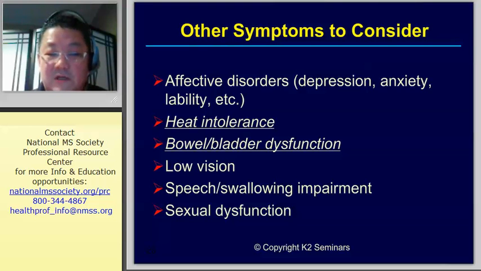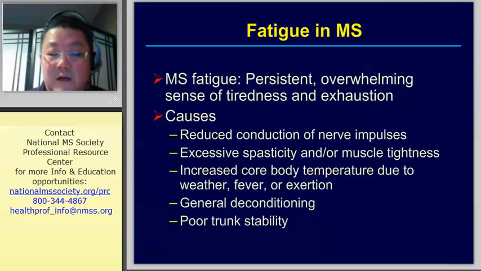The affective disorders, again, symptoms to consider, the anxiety and depression, we talked about that. Heat intolerance, it's huge. So how do we deal with that whole process? Bowel and bladder dysfunction, as I said, it's huge. I'm going to give you an alternative to provide some treatment as far as that's concerned. Low vision, get glasses on if necessary, or send them out to get that squared away. And the speech and swallowing, and the sexual dysfunction, obviously, you probably need to send them out if they're not doing well. All right, let's get to the meat and potatoes at this point.